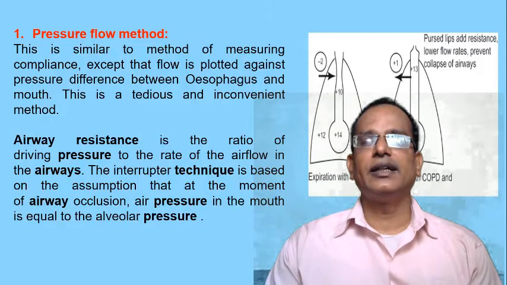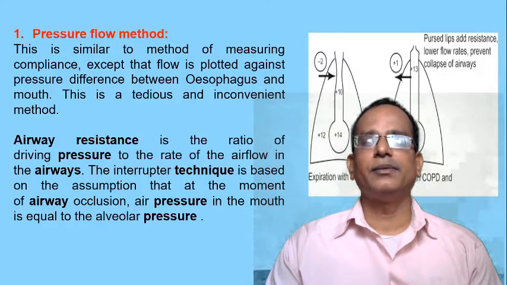Actually, we know that usually air moves from high pressure to lower pressure. We can easily say that airflow goes from higher pressure to lower pressure. So atmospheric pressure is higher and pressure inside the alveoli is lower, and suddenly air flows easily into the alveoli. With the help of these concepts they find the airway resistance. This method is called the pressure flow method.